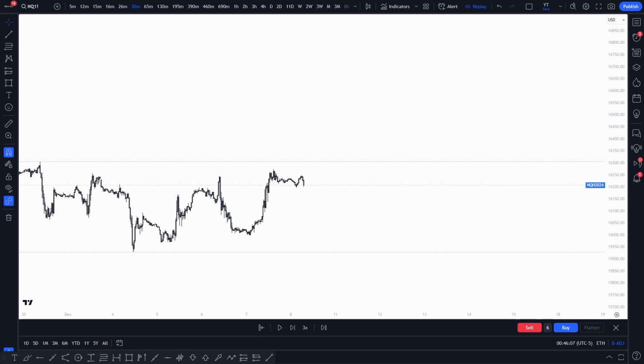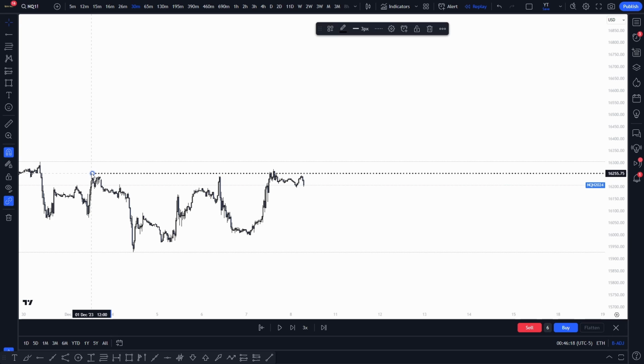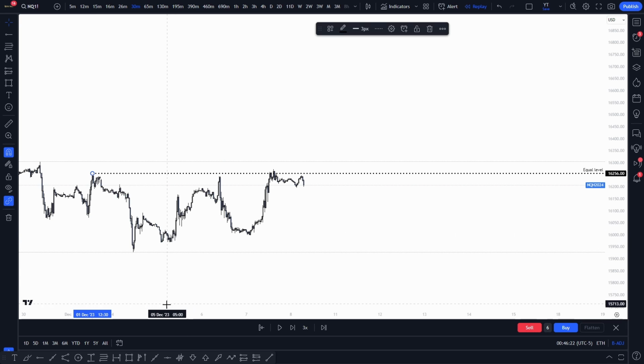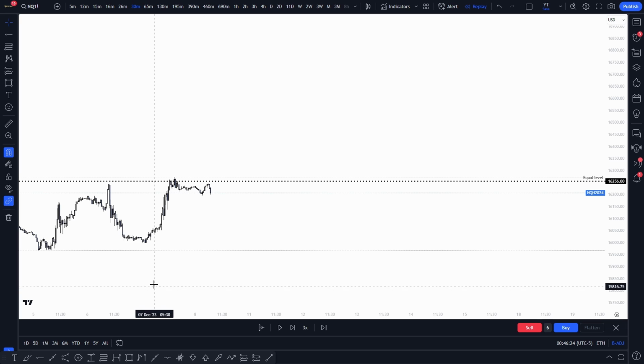Before you even think to enter a trade, you need to have context of the market. What did it previously do, and what is it likely going to do next? So what can we see here? Notice we have relative equal highs. So let's mark those out. Next, what else can we see? Okay, we have some internal sell side liquidity here.